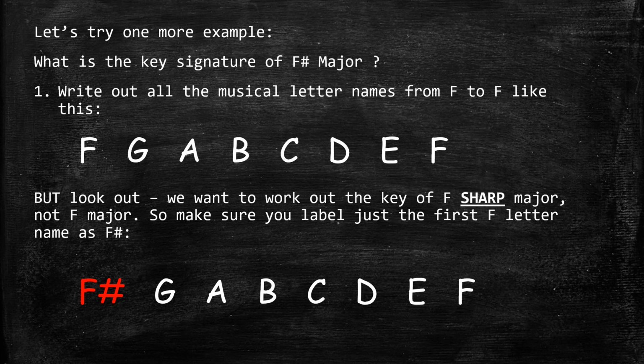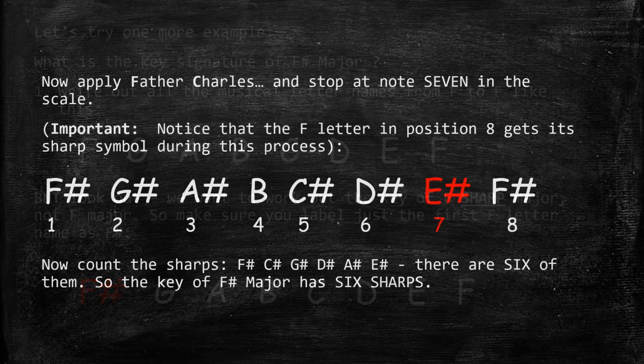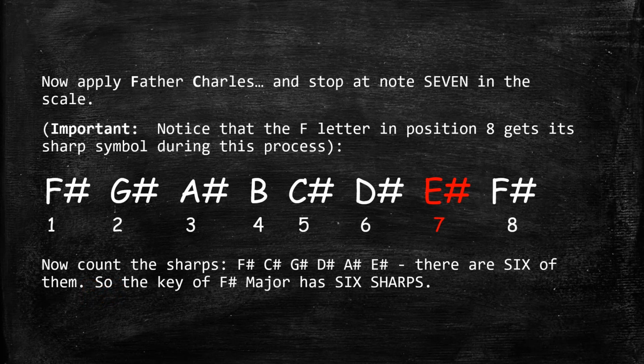First, write out all the musical letter names from F to F, like this: F, G, A, B, C, D, E, F. But look out, we want to work out the key of F sharp major, not F major. So make sure you label just the first F letter name as F sharp. So we've got F sharp, G, A, B, C, D, E, F. Now apply Father Charles and stop at note 7 in the scale.